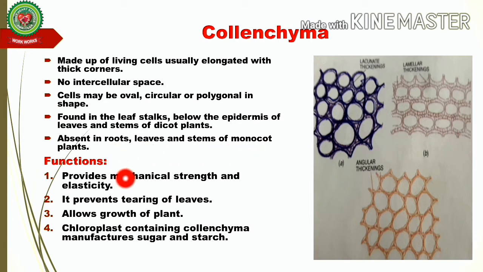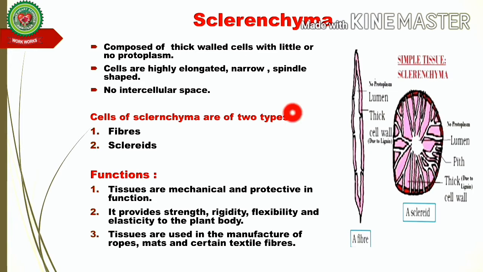Now students, what are the functions of collenchyma? Collenchyma is a mechanical tissue and provides both mechanical strength and elasticity. It prevents tearing of leaves, allows growth of plant. Chloroplast containing collenchyma manufactures sugar and starch. We can summarize functions of collenchyma as 2S, where 1S stands for mechanical strength and another S stands for synthesis of food. Now students, we will discuss third type of tissue known as sclerenchyma.